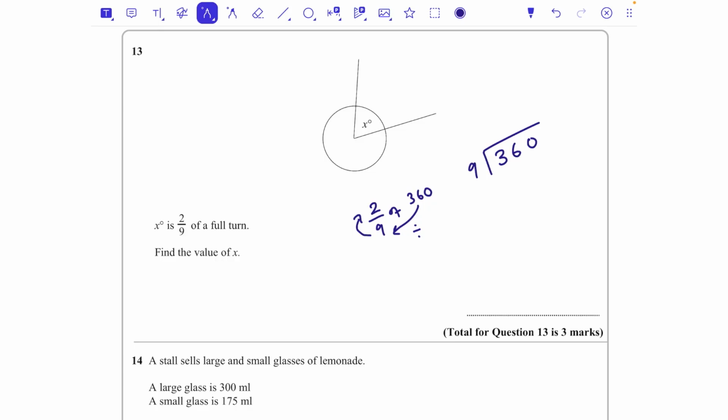360 divided by 9. 9 into 3 does not go, we carry the 3 over. 9 into 36 goes 4 times, and 9 into 0 is 0. So that's 40. And then we want to do 40 multiplied by 2, because that's what's on the top of the fraction, and 40 times 2 is 80. So 80 degrees is our answer there. The value of x is 80.